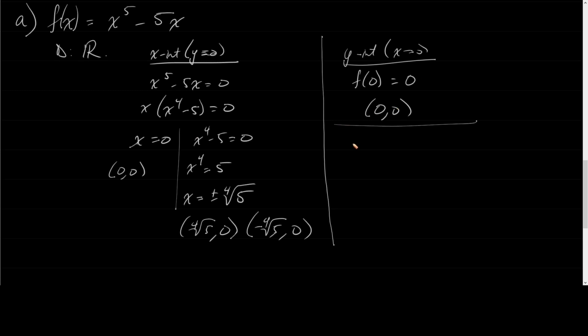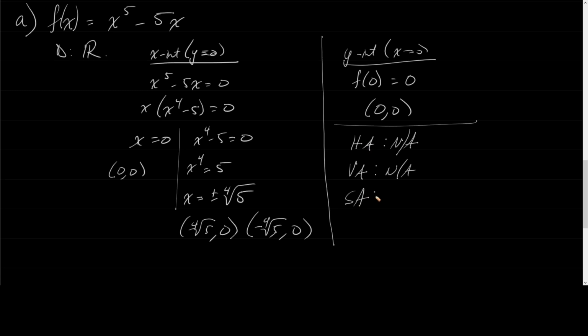What else do we need to check? Asymptotes. So horizontal asymptote. Well, for the horizontal asymptote, we have to take the limit as things go to infinity. But in this case, we're working with a polynomial. Polynomials have no horizontal asymptote, so not applicable. Vertical asymptotes, also not applicable because the vertical asymptotes would happen wherever we have discontinuities, right? So there's no vertical asymptotes here.